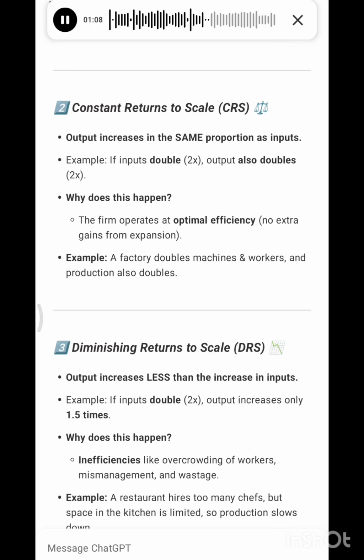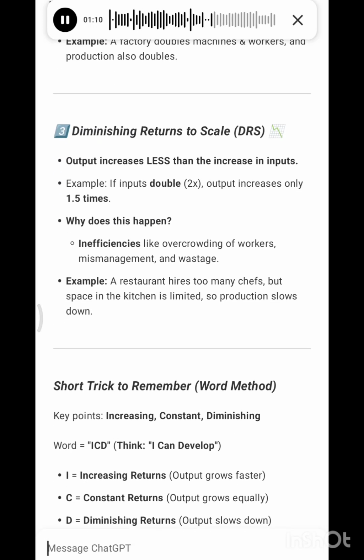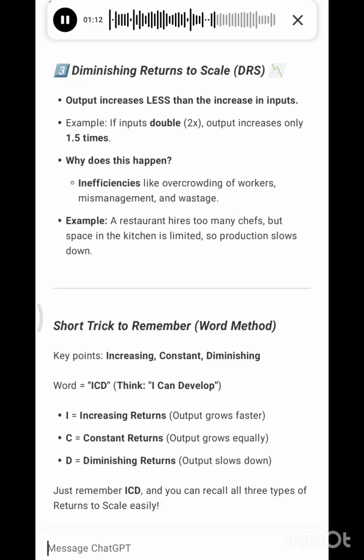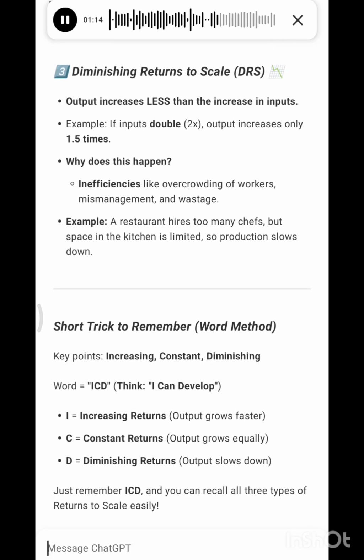3. Diminishing returns to scale, DRS. Output increases less than the increase in inputs. Example, if inputs double (2x), output increases only 1.5 times. Why does this happen? Inefficiencies like overcrowding of workers, mismanagement, and wastage. Example, a restaurant hires too many chefs, but space in the kitchen is limited, so production slows down.